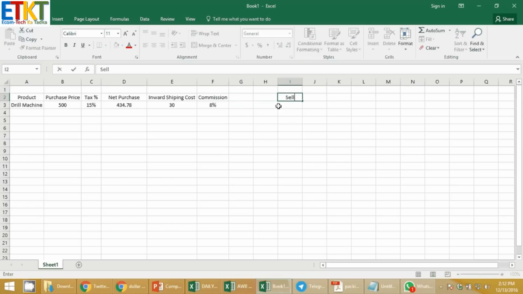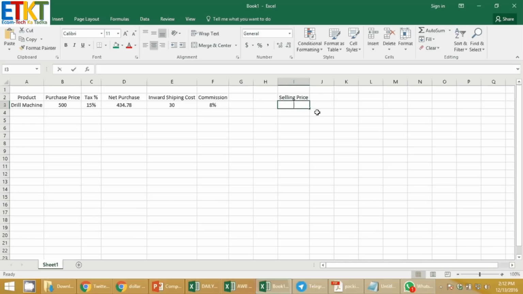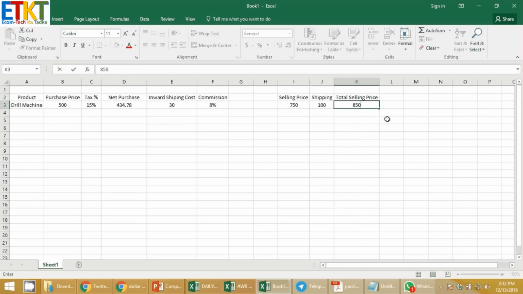Now let's say the selling price I'm keeping here as 750, and the shipping I'm collecting from the customer is 100. So the total selling price is going to be 850. Now the commission here is 8%, which means this into 8%. So this is the commission amount. 68 rupees is the commission amount.